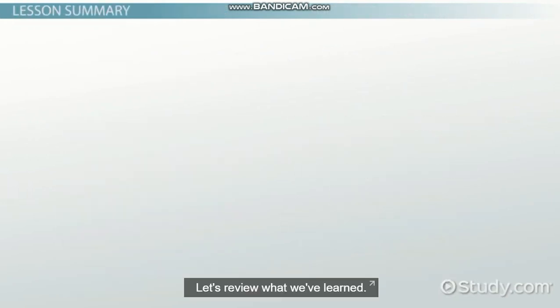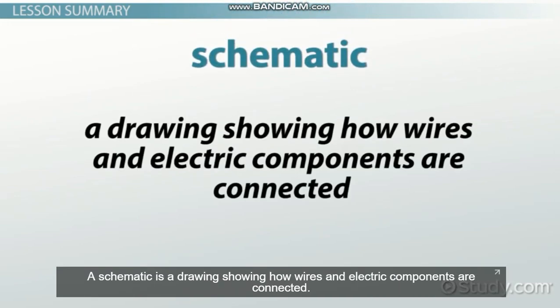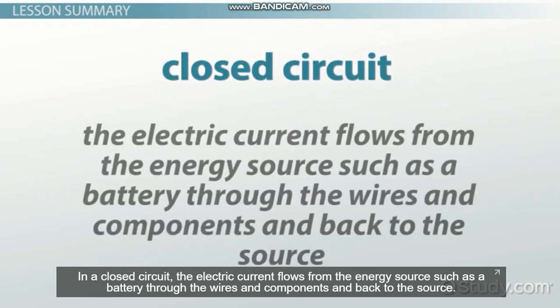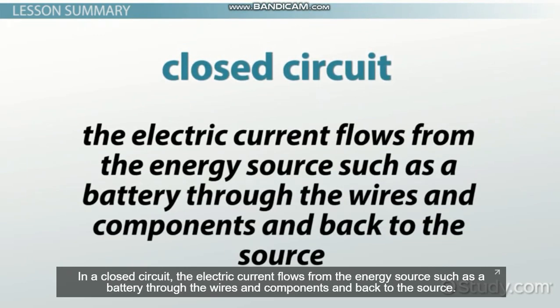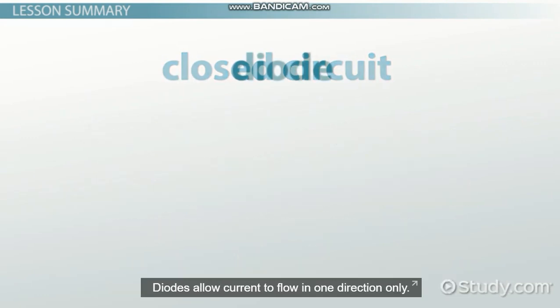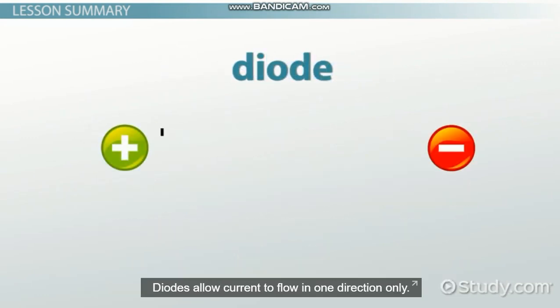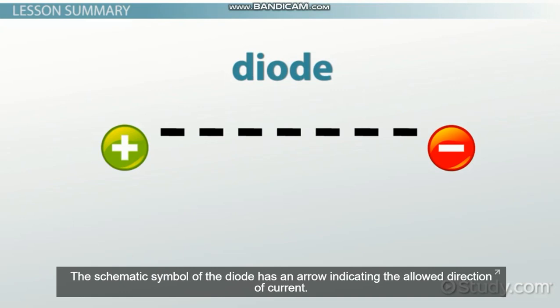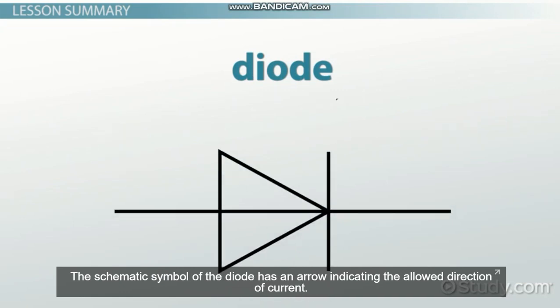Let's review what we've learned. A schematic is a drawing showing how wires and electric components are connected. In a closed circuit, the electric current flows from the energy source, such as a battery, through the wires and components, and back to the source. Diodes allow current to flow in one direction only. The schematic symbol of the diode has an arrow indicating the allowed direction of current.